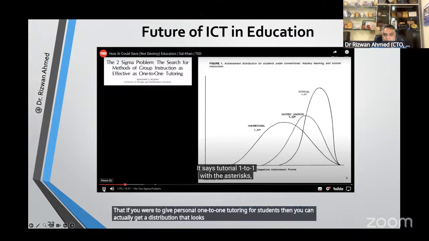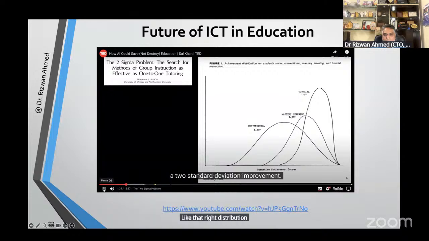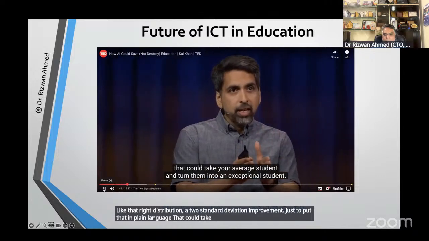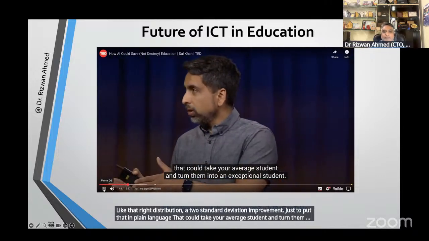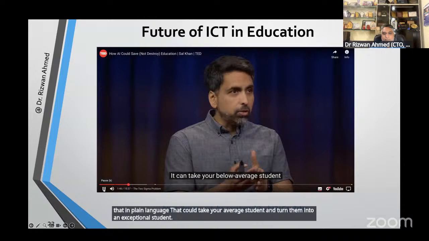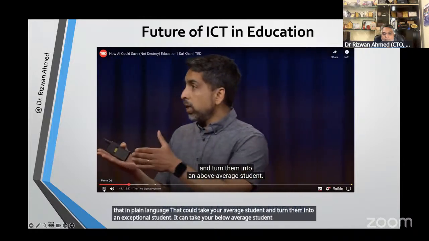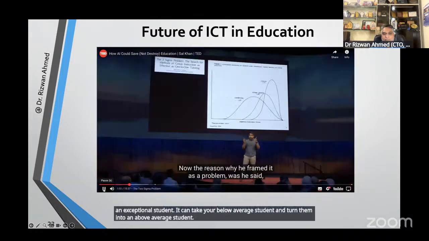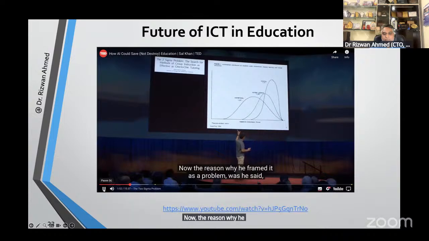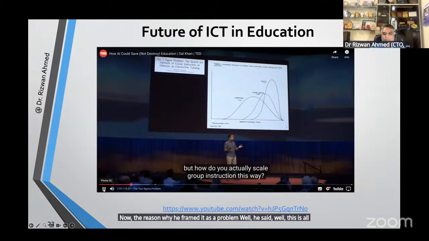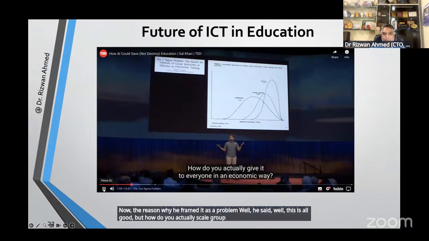It says tutorial one-to-one with the asterisk, like that right distribution, a 2 standard deviation improvement. Just to put that in plain language, that could take your average student and turn them into an exceptional student. It can take your below average student and turn them into an above average student. Now, the reason why he framed it as a problem was he said, well, this is all good, but how do you actually scale group instruction this way? How do you actually give it to everyone in an economic way?